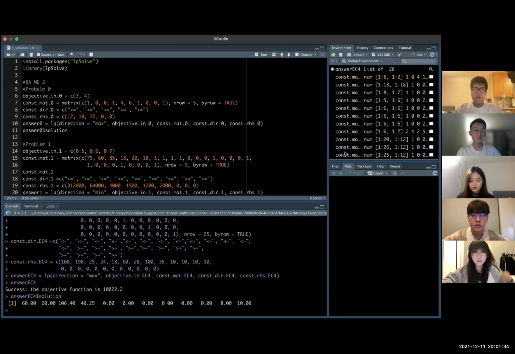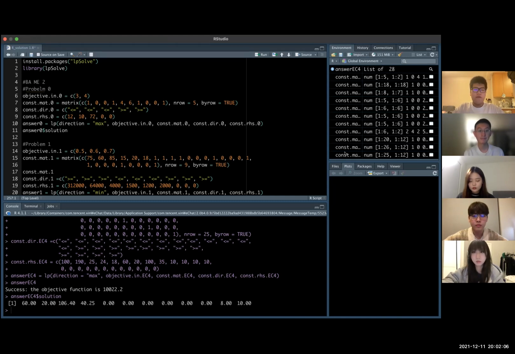For problem 0, since the objective function is maximize 3x1 plus 4x2, the coefficients of the objective are 3 and 4, and the constraints are x1 less than or equal to 12, x2 less than or equal to 10, 4x1 plus 6x2 less than or equal to 17.2, and x1 and x2 are non-negative.